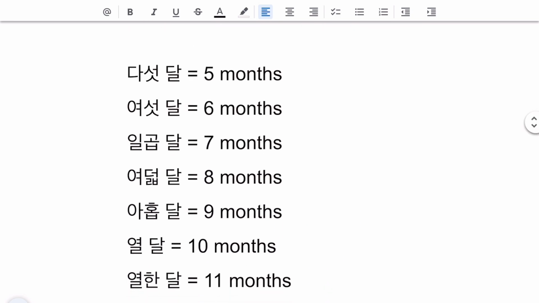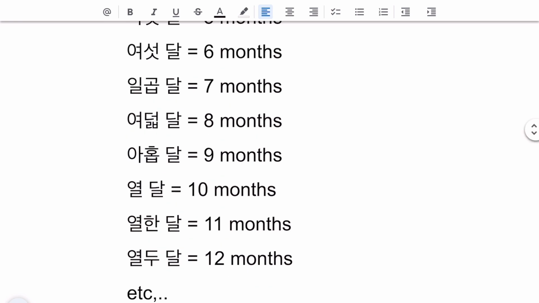Technically, you can go on. You could say 다섯 달, 여섯 달, 일곱 달. I gotta be honest, 다섯 달 is pretty much the maximum where it feels okay to use 달 with it. But technically, you can go on and on using the native numbers and using 달.